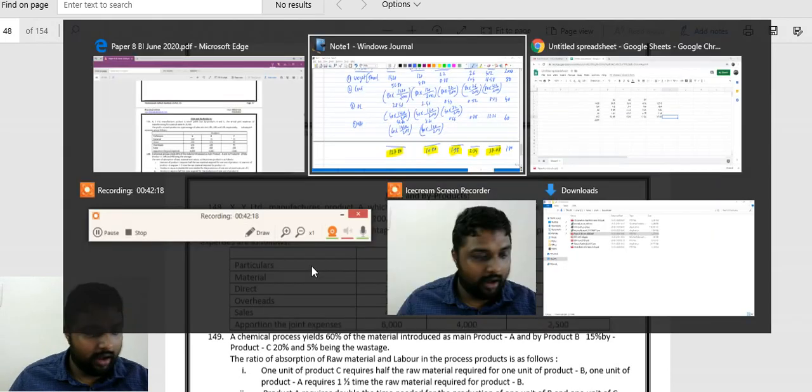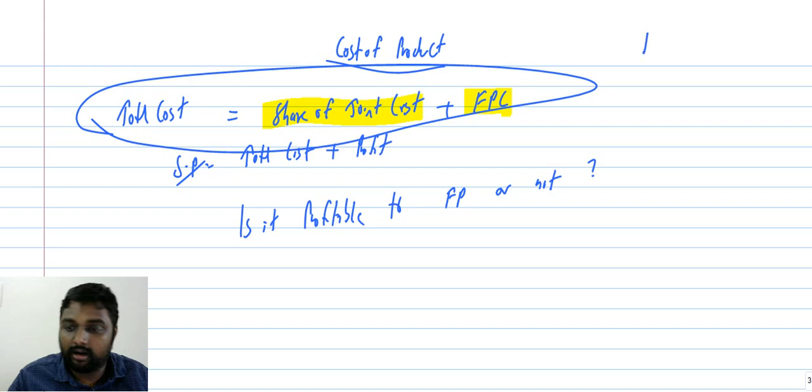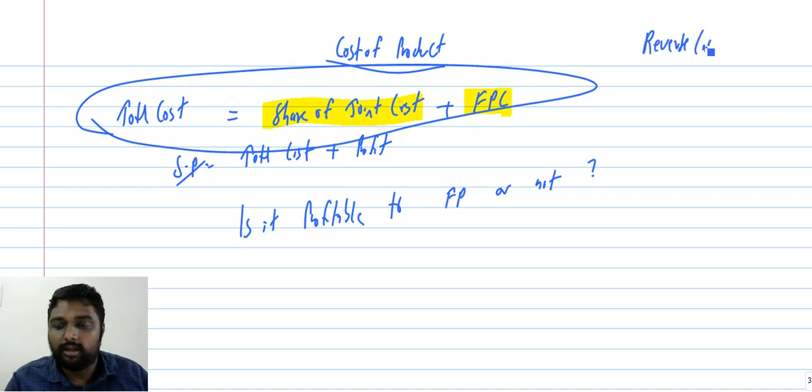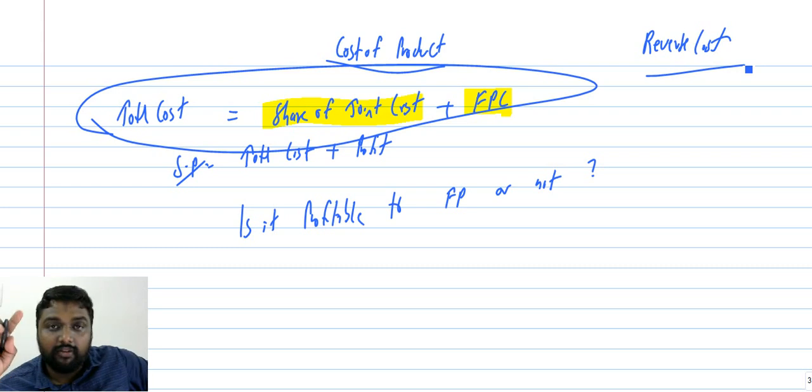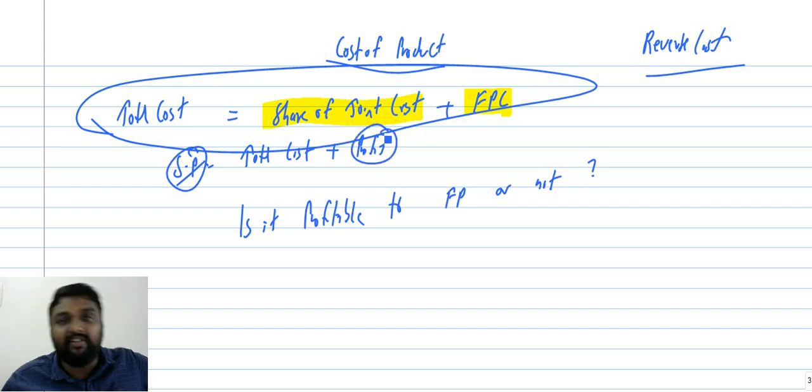See, I have discussed most of the methods, but there is one method called reverse cost. If the question doesn't tell any method, then it will mostly be reverse cost. What is the reverse cost? The selling price will be given, profit will be given. So if selling price and profit are given, you will get the total cost.